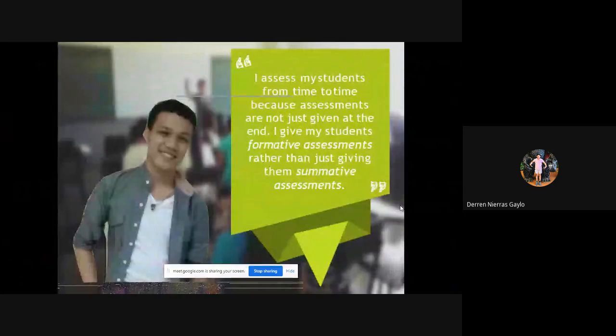We have here an example. I assess my students from time to time because assessments are not just given at the end. I give my students formative assessments rather than just giving them summative assessments. So to have assessments before and during, you can have formative assessment rather than having only summative assessment. Oral questions or a check-up quiz, that's also formative assessment. By the way, quizzes are formative assessments. When you say summative assessments, it's more on the periodical exam, the unit test.